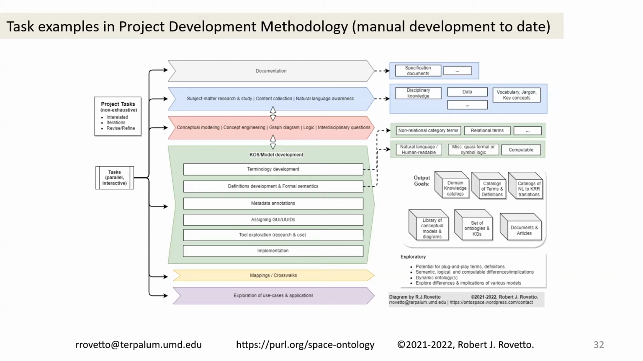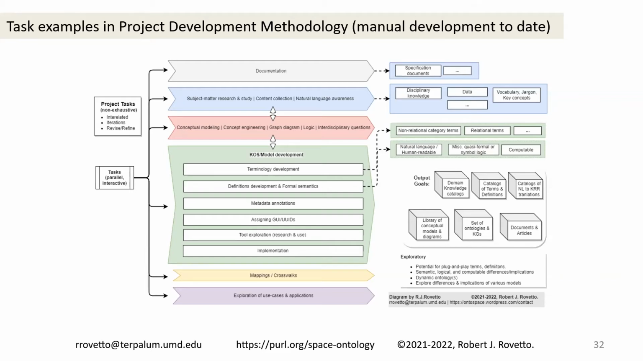In red below that, we have conceptual modeling, graph diagram creation, symbolic logic, and things of that nature. Below that, we have the modeling itself, the ontology development or knowledge organization system development, which includes terminology development, defining aspects, creating any metadata associated with that, assigning identifiers, tool exploration, and implementation aspects. Below that, we also have mappings and crosswalks to other vocabularies, as well as the exploration of use cases and applications.